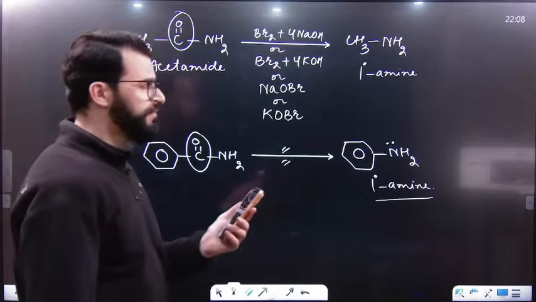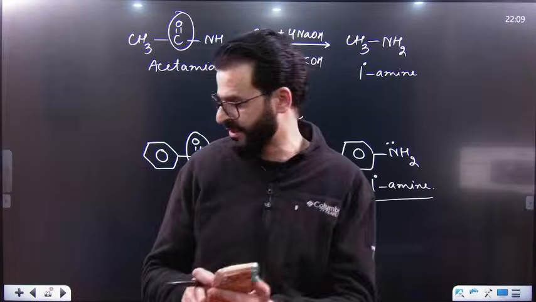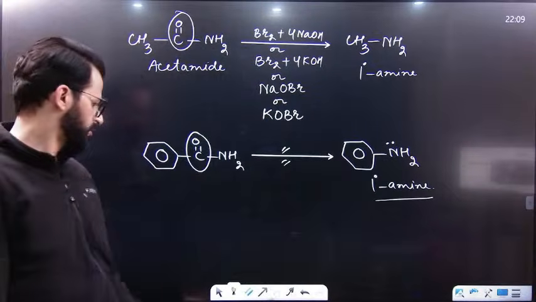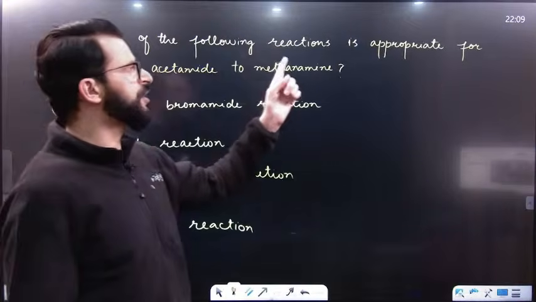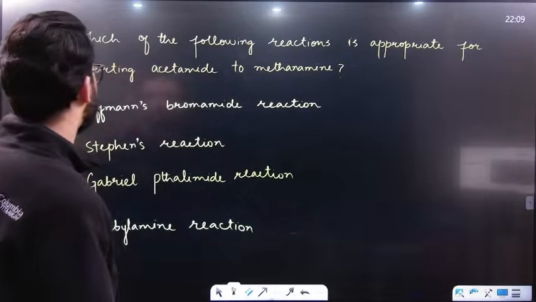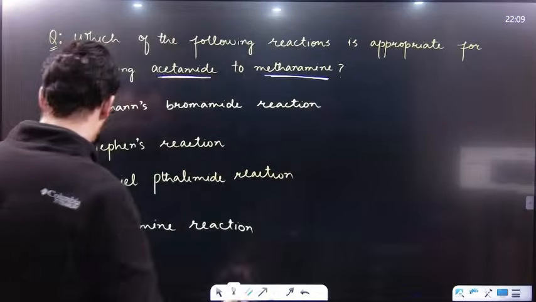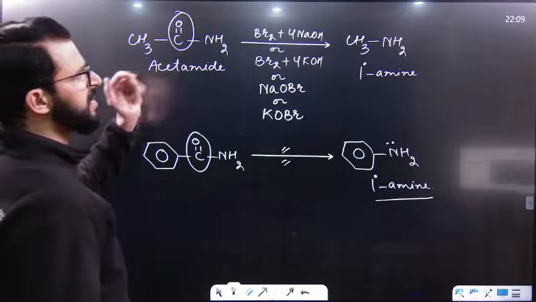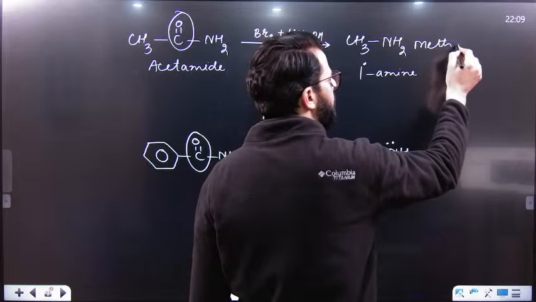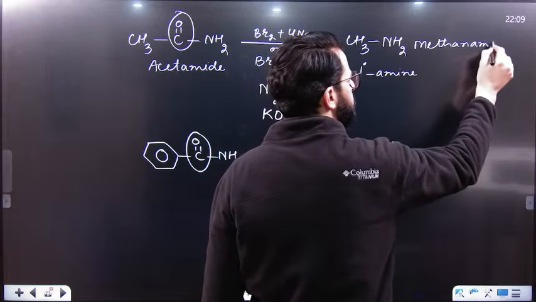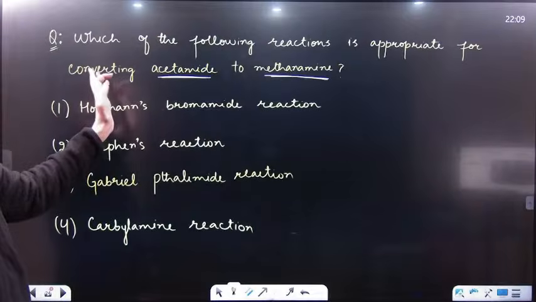This is a very important reaction. Hofmann bromamide reaction is very important. Now, have a look. There is a PYQ over here. Which of the following reactions is appropriate for converting acetamide to methanamine? This is acetamide, this is methanamine. This is a primary amine known as methanamine. Now tell me, which is the appropriate reaction among these?